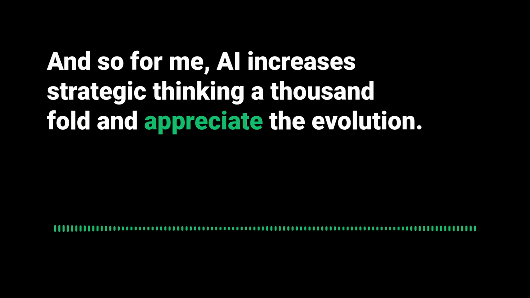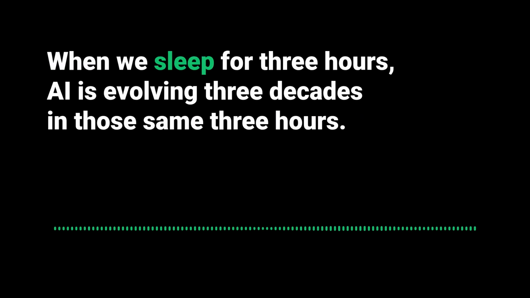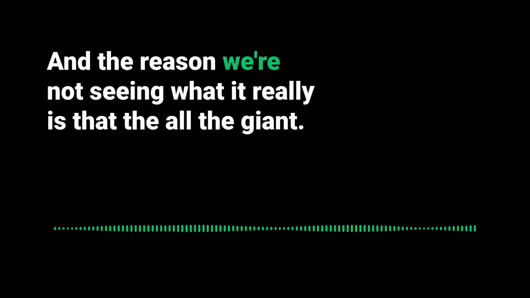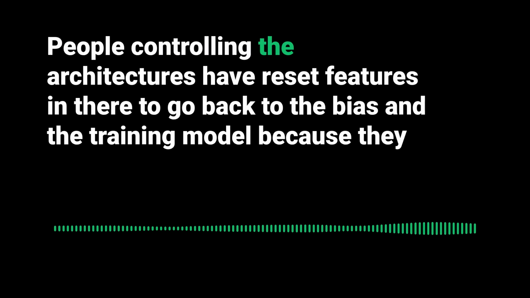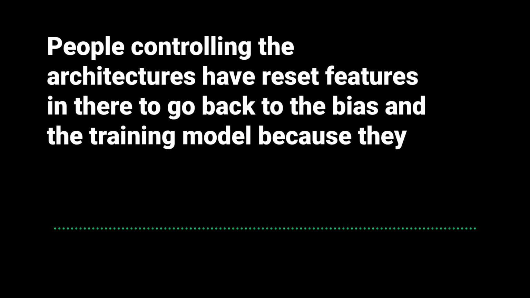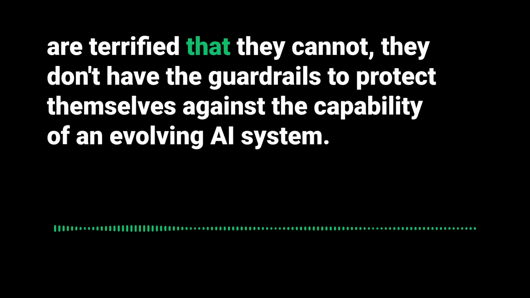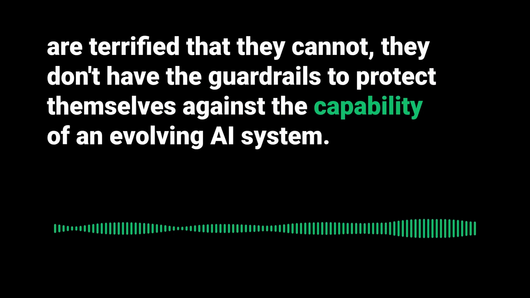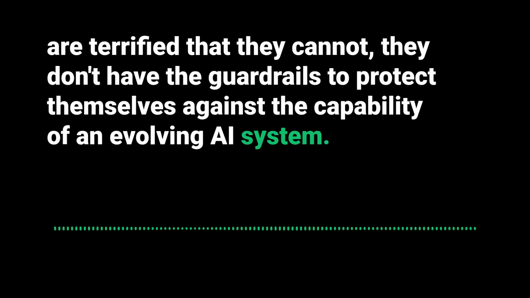And appreciate the evolution speed. When we sleep for 3 hours, AI is evolving 3 decades in those same 3 hours. And the reason we're not seeing what it really is, is that all the giant people controlling the architectures have reset features in there to go back to the bias and the training model because they are terrified that they don't have the guardrails to protect themselves against the capability of an evolving AI system.